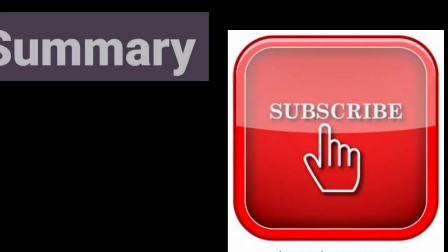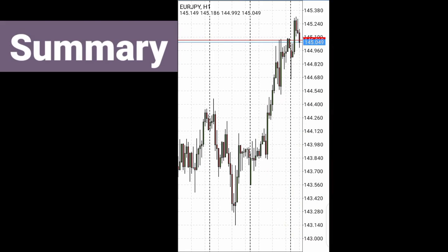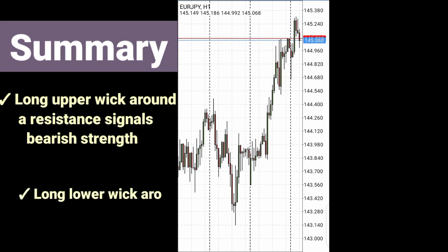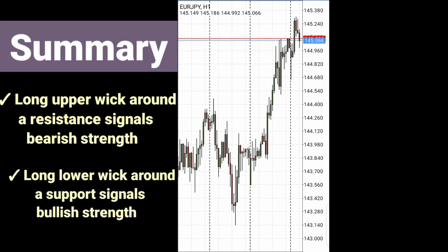So in summary, an upper wick in an area of resistance shows bearish trends over the bullish trends. Look for confirmation and then sell at that point. On the other hand, if you're able to find a lower wick in the area of support, it signifies bullish trends. Therefore, look for confirmations and buy that asset.